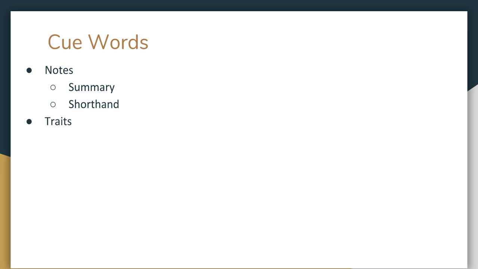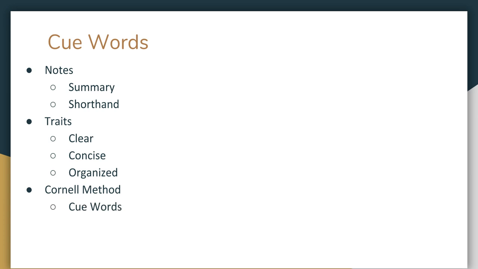We also have traits, being clear, concise, and organized. And then we have Cornell Method, include keywords, notes, and summary. Make sure you have these down before you move on. Remember to hit pause and rewind as needed to get the information you need. Also remember, it is never okay to mute your teacher.